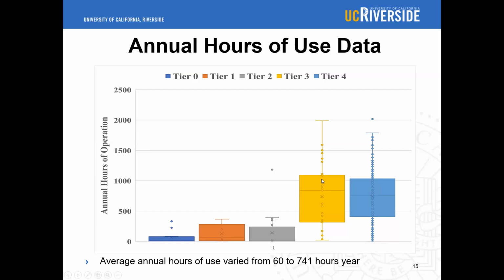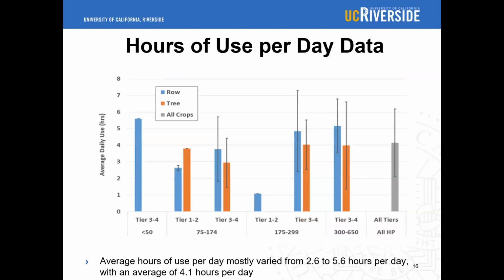So you can see that a lot of the activity for the tier 3 and tier 4 tractors winds up in this 500 to 1,000 hours of operation per year, with the averages for those closer to 700 hours per year.